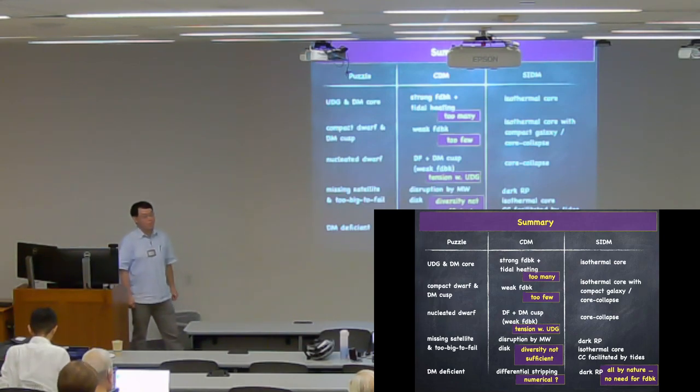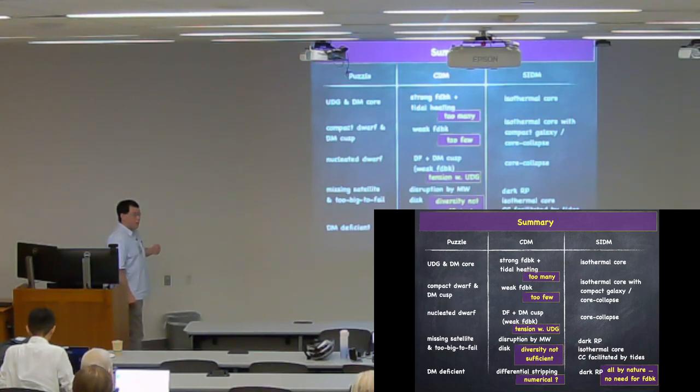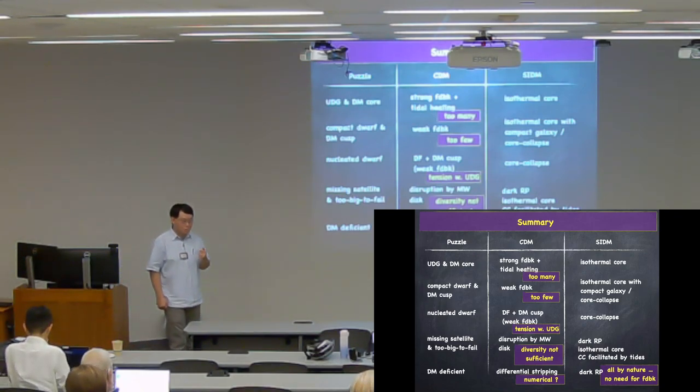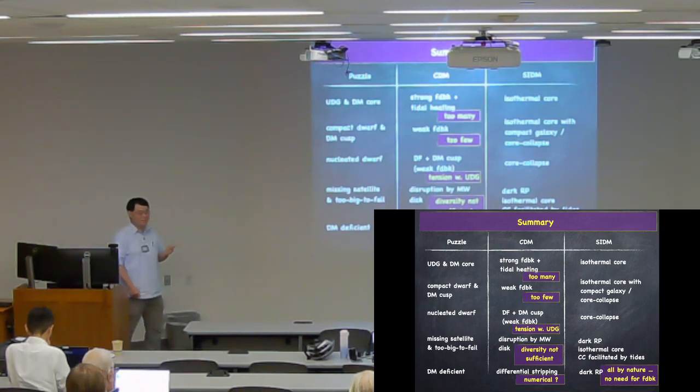So if you have kinematics data that proves that these systems are either cored or cuspy, right? Then in some sense it falsifies CDM. I don't know if that's too strong an argument. What do you think about it?